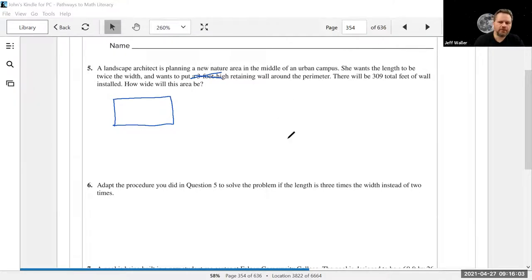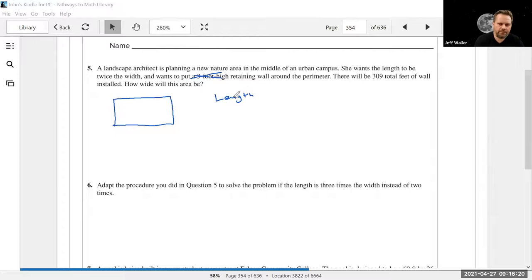Good. What are the players in this problem? The 309 total feet. That's not a player. That's the end result. No. What are the players? What are the parts that we're working with? The length to be twice the width. The length and the width.